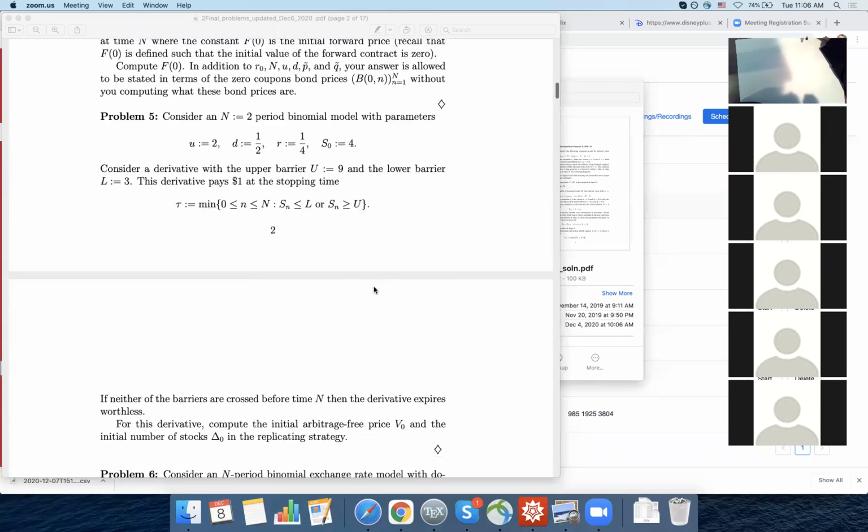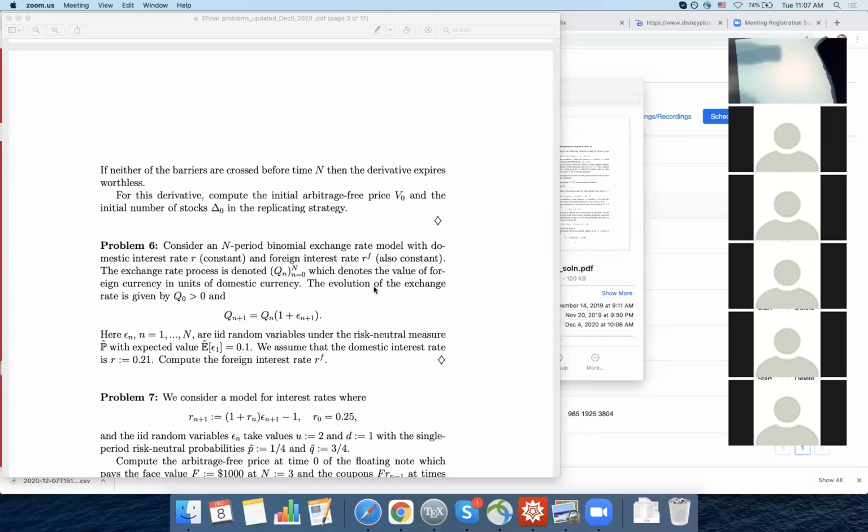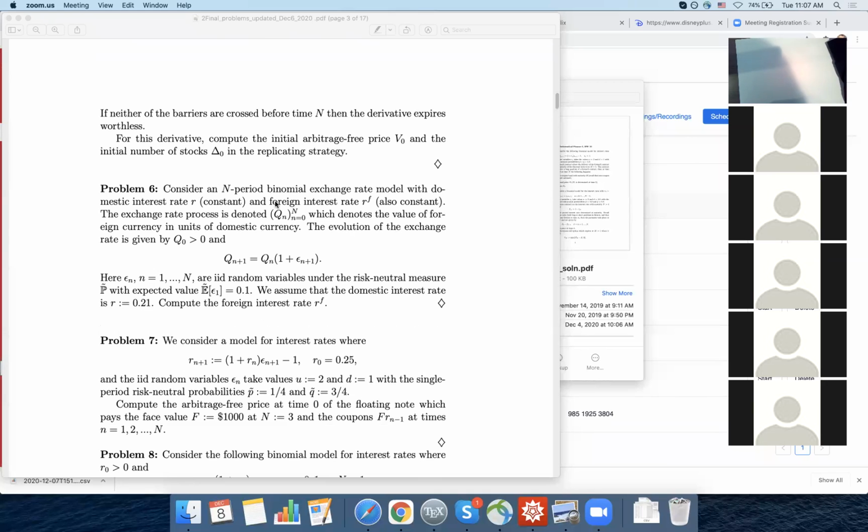That was number 6. Yeah, so there's one here. So again, you're given this foreign exchange rate Qn, and there's a binomial model for it. The expectation of these epsilons here is given to be 0.1. And you're told that the domestic interest rate is 21%, and your job is to figure out what is the foreign interest rate in this model. Okay, so let's do that one, and then let's call it a day.